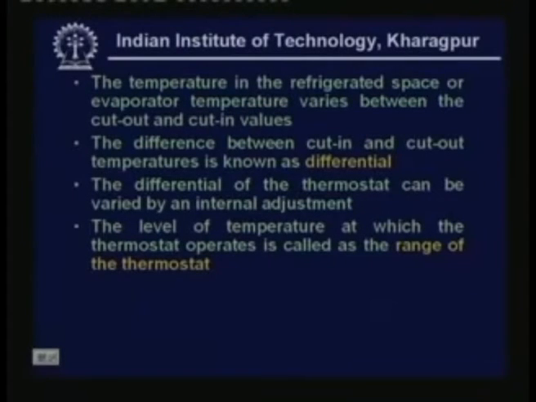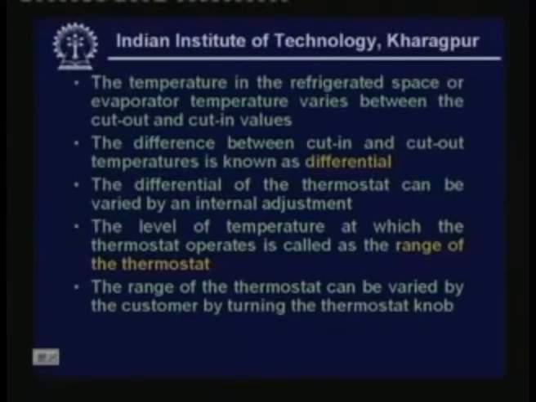And the level of temperature at which the thermostat operates is called the range of the thermostat. So you have the difference between cutout and cut-in temperature, and you also have the absolute values of these temperatures. For example, in the example I have discussed just now, 9 degrees and 10 degrees are the levels at which the thermostat switch is operating. So this is known as range.